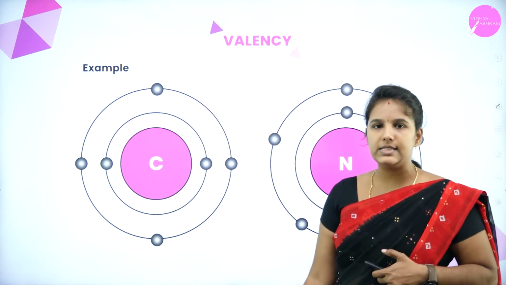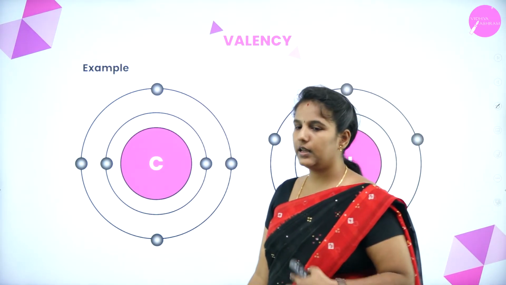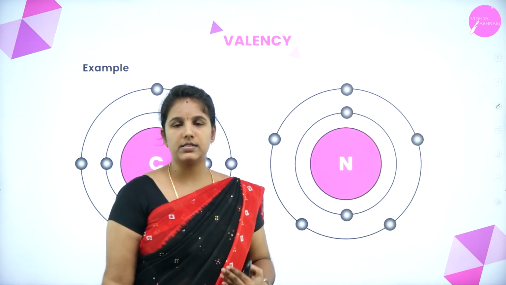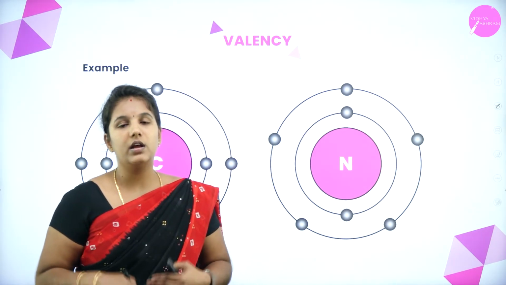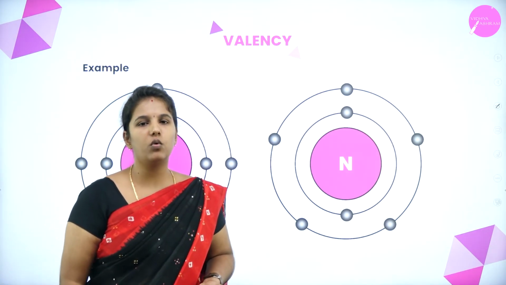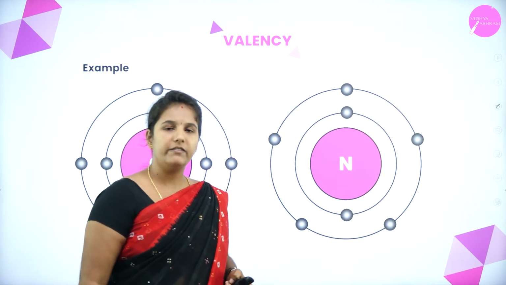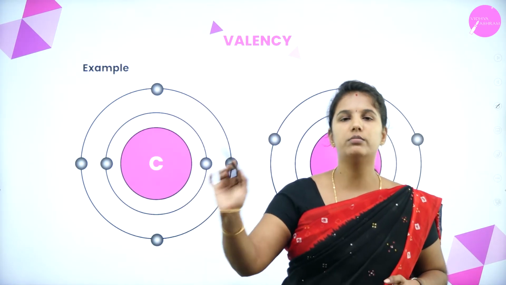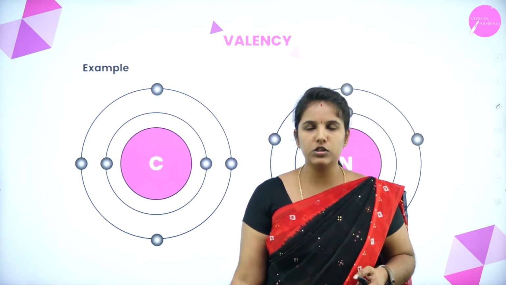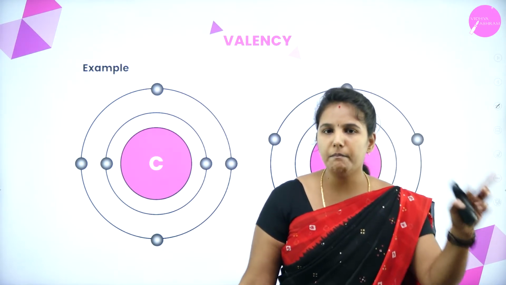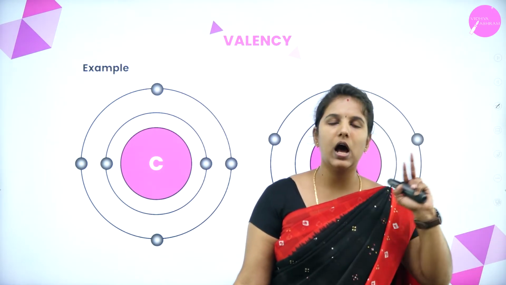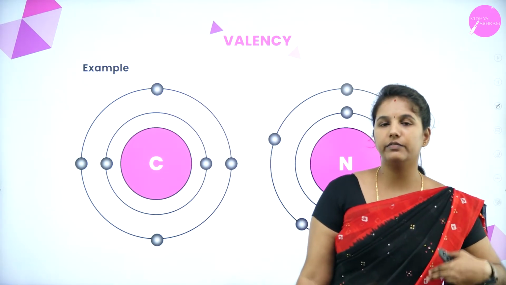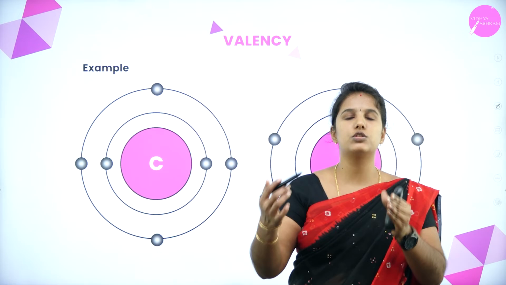Next is valency. After knowing the representation of the element with the atomic number and the mass number, we need to understand what valency is. Do you know what valency is? Valency is the number of electrons present in the outermost shell of an atom. How do you say that the valency of an atom is 1 or 2 or 3? Let's see.